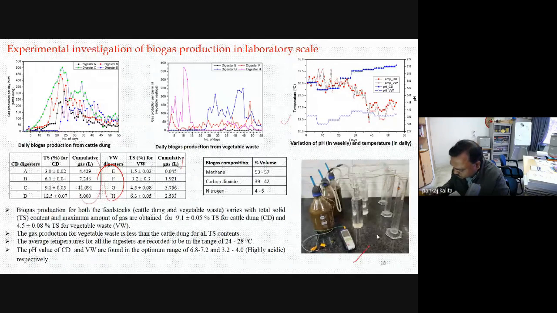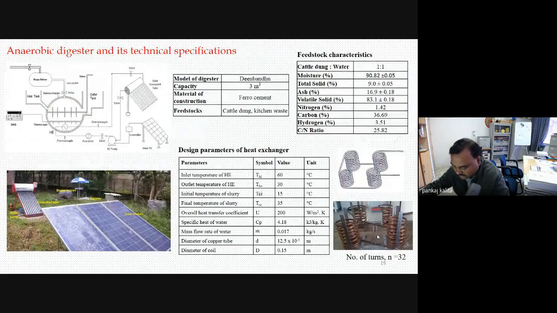And this figure shows how we have done the calculation for lab scale studies. And also we have one unit at our institute. What we have done there, so as you know, there is an issue of gas production in winter. So when temperature goes down, these microorganisms suffer thermal stress, and they could not perform well.